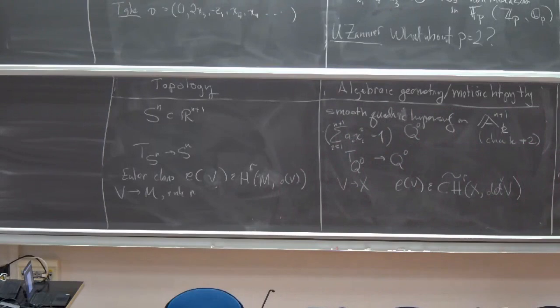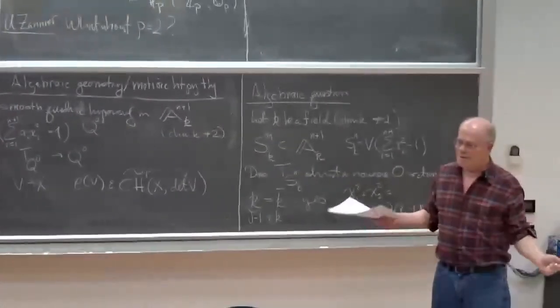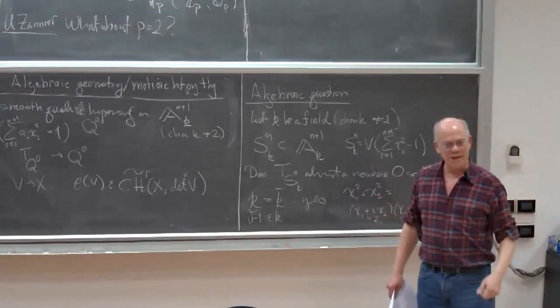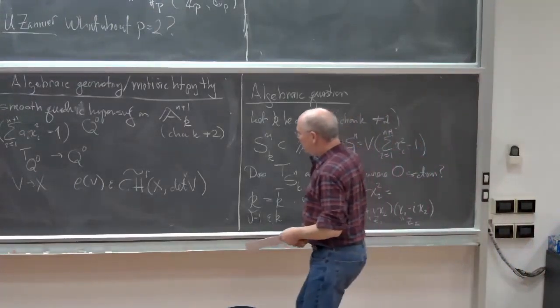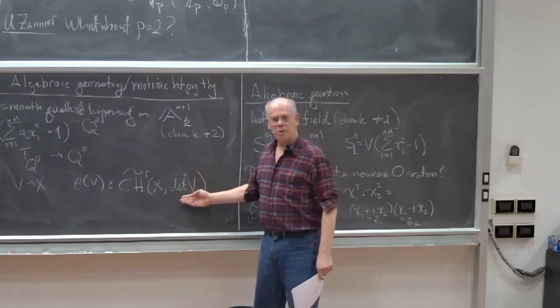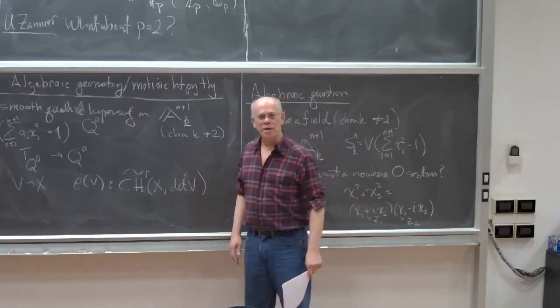And you should view this as a line bundle. If you have a line bundle on a real manifold, you remove the zero section. It's either two components or one component. That's like an orientation bundle. In the algebraic theory, just an arbitrary line bundle plays the role of an orientation bundle.